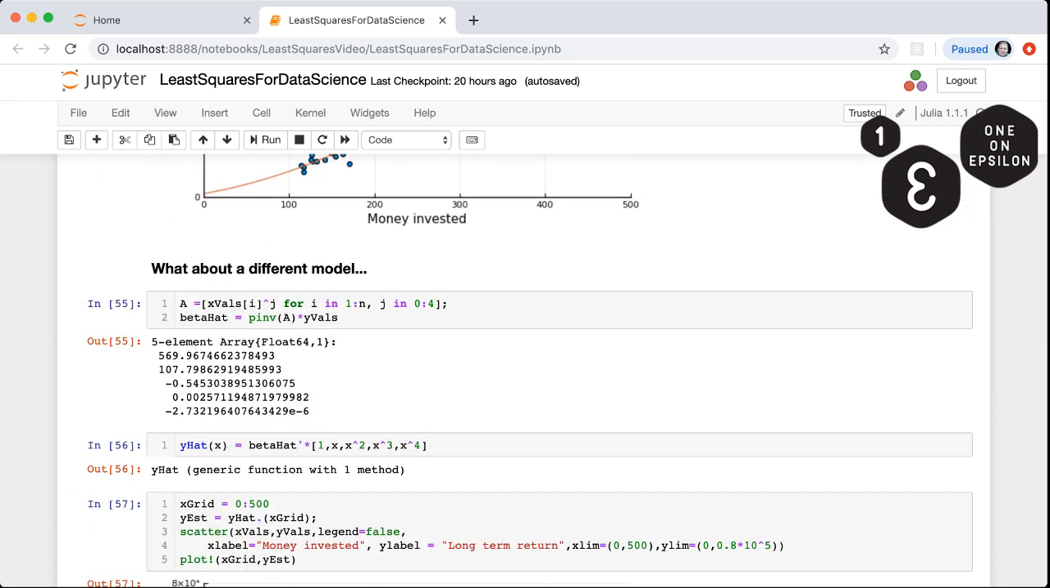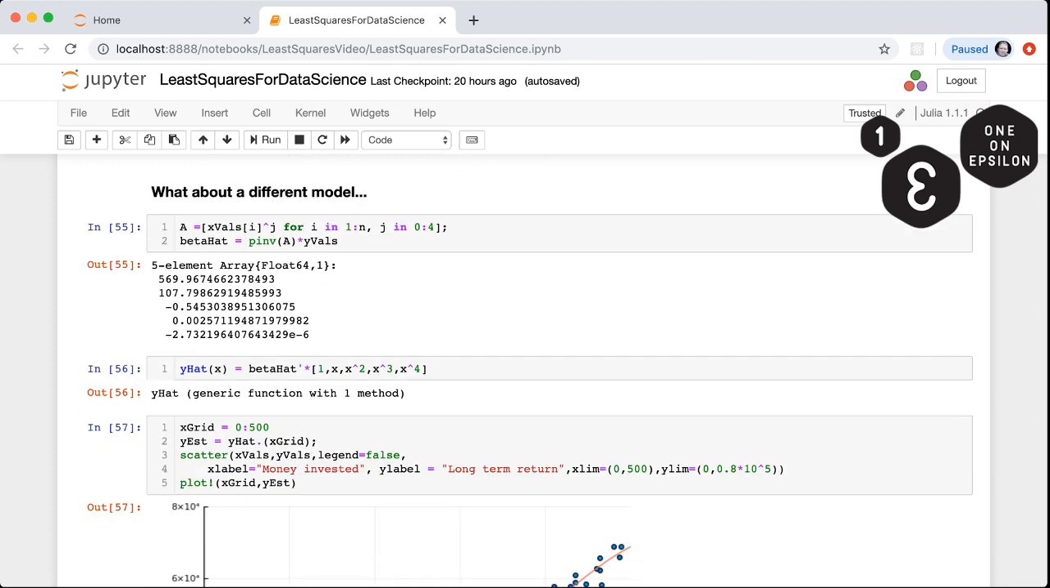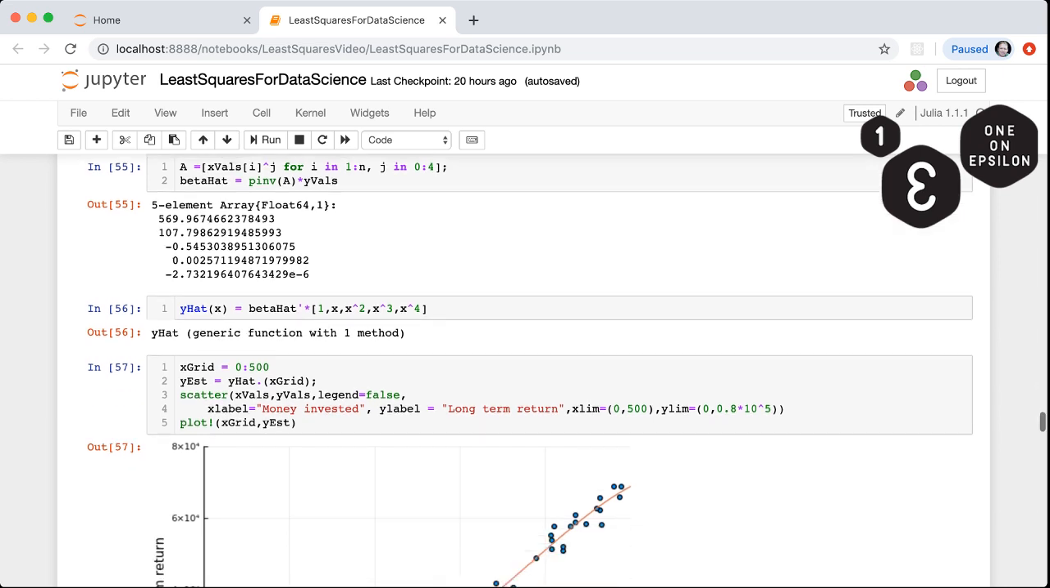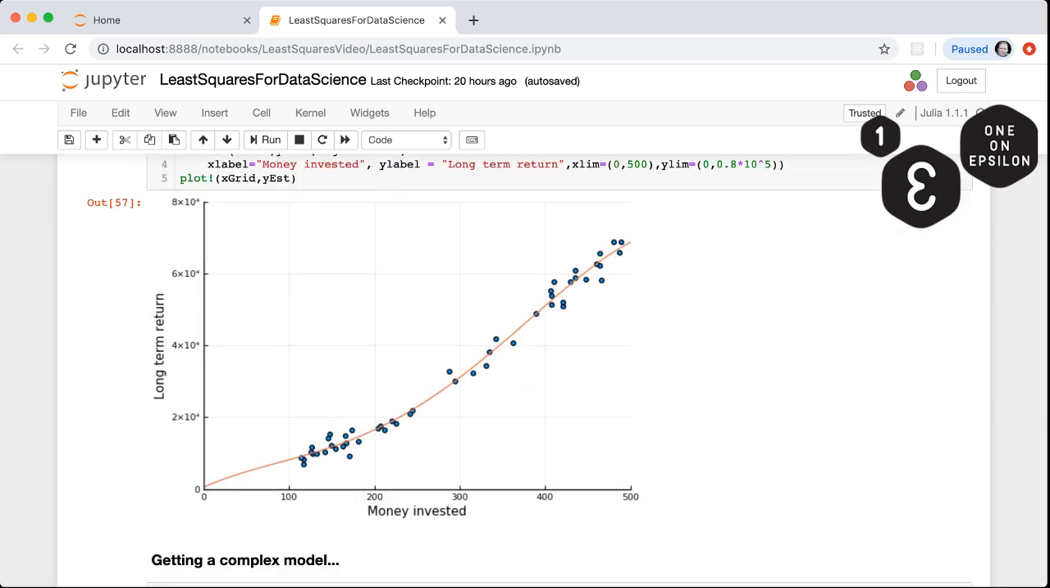What about a different model? Here we're going to fit a fourth order model, so we also want 1, x, x squared, x cubed, x fourth. We've now fit a fourth order model, and we see that there's a bit of bending in it. It seems that with more complex models, we can perhaps fit slightly better. But of course, then comes the problem of overfitting.